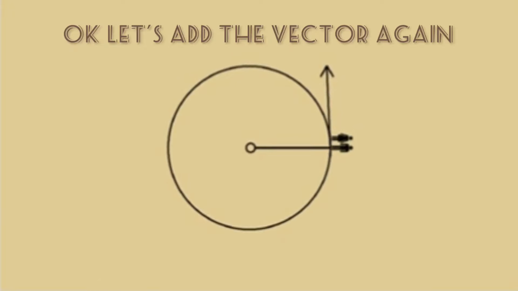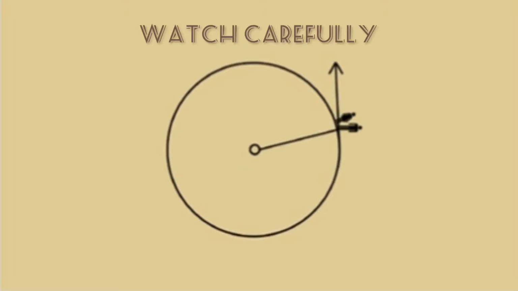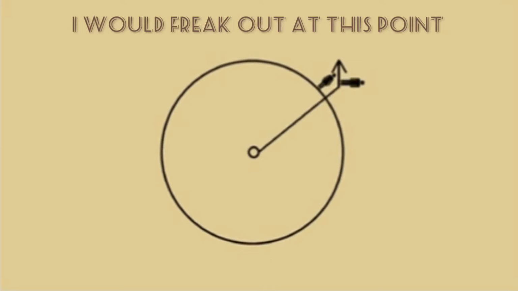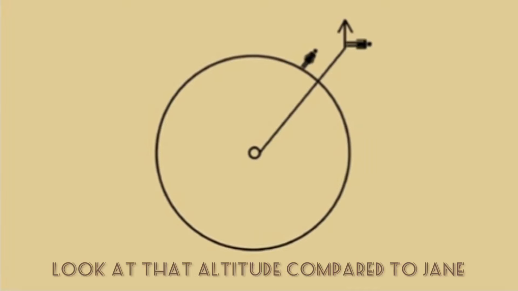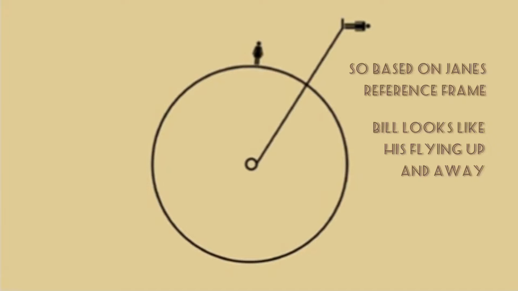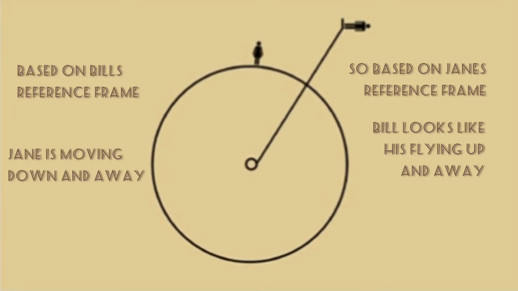Okay, let's act that vector again. Watch carefully. Jane is moving along the surface and Bill, he is seeming to go upwards and away from Jane. I would freak out at this point. Look at that altitude compared to Jane. So based on Jane's reference frame, Bill looks like he's flying up and away. Based on Bill's reference frame, Jane is moving down and away.